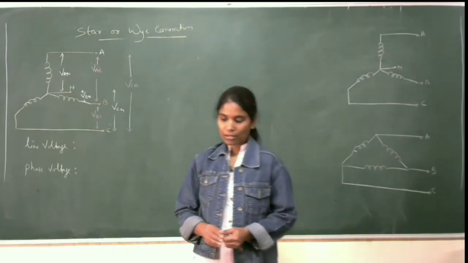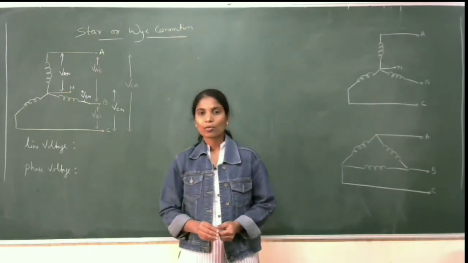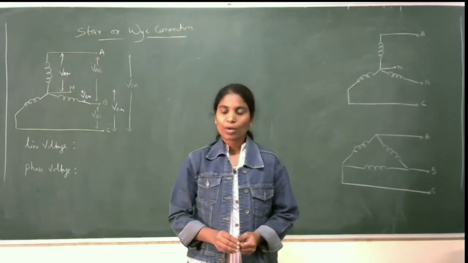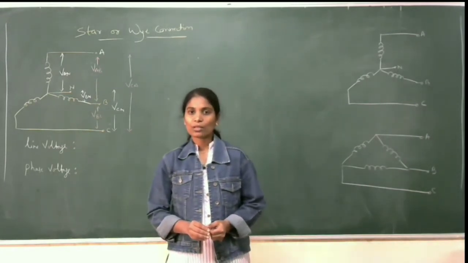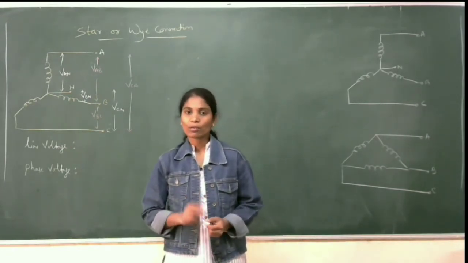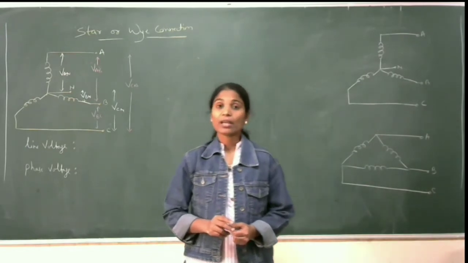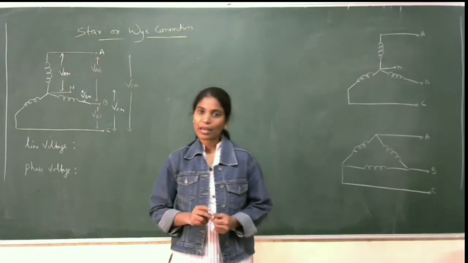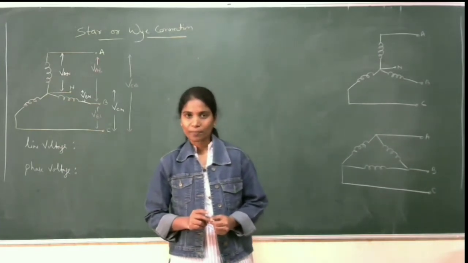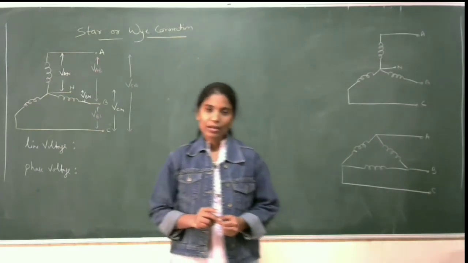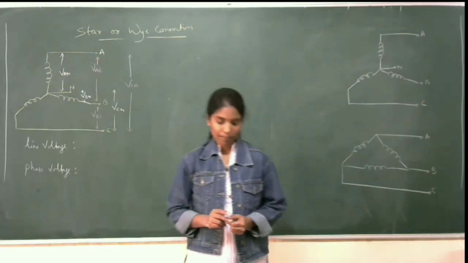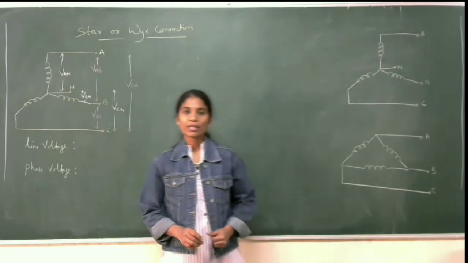There are no new terminologies. The terminology is the same as what we have seen for single-phase AC circuits. But because we are working on three phase, we will have two new terminologies, called line quantity and phase quantity. So what is this line quantity and what is this phase quantity? We will see that first.